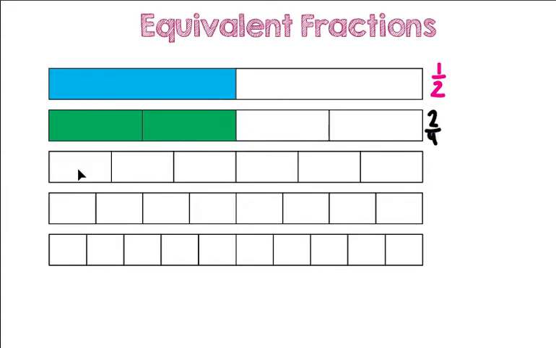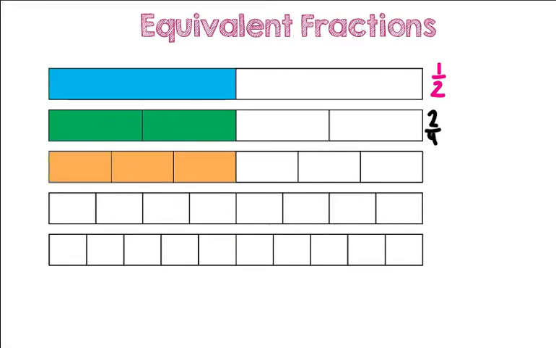How many parts do I need to color here to make it equal to this and equal to these 2 parts? Exactly. If you said 3, a big pat on your back. As you can see, from here to here is the same as from here to here, these 2 parts, and from here to here, these 3 parts.